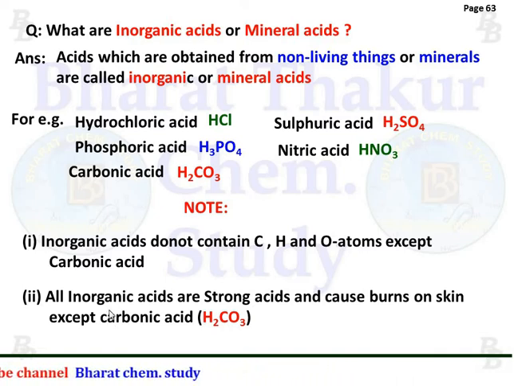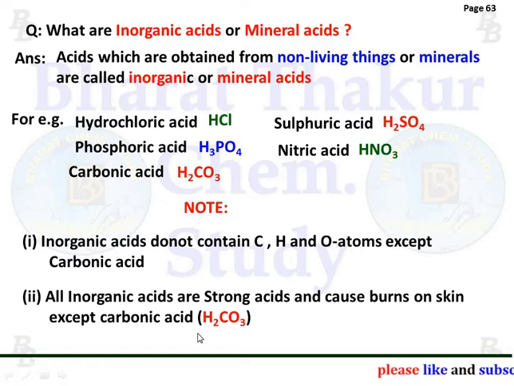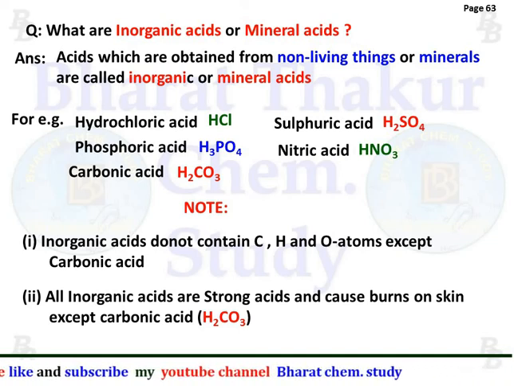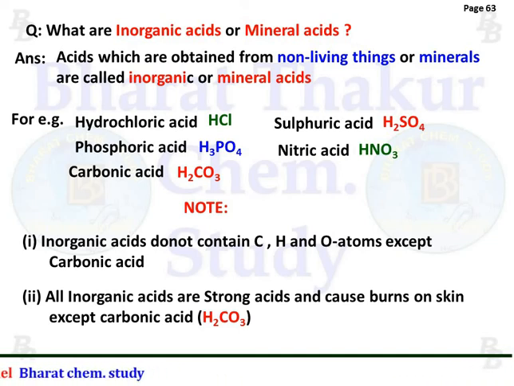The exception is carbonic acid. So carbonic acid has two exceptions. First, it contains carbon, hydrogen and oxygen, but still it is inorganic. Second, it is a weak inorganic acid. All other inorganic acids or mineral acids are strong.